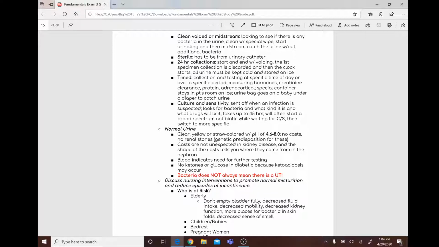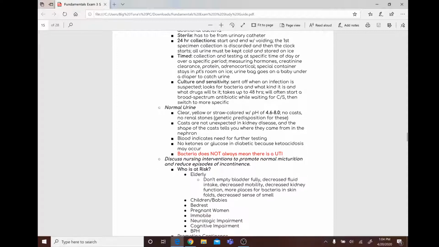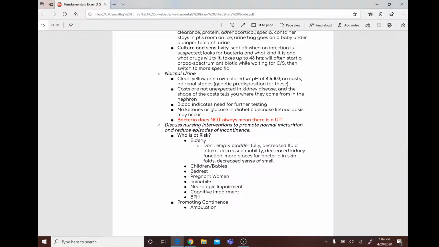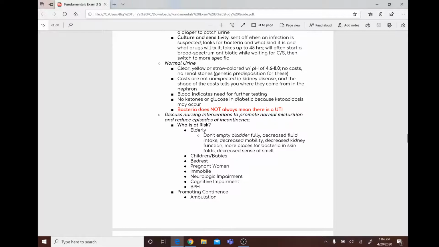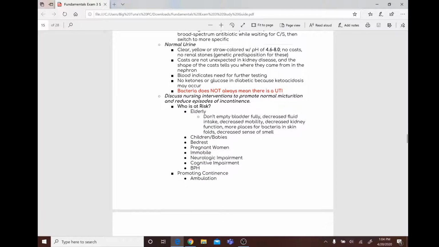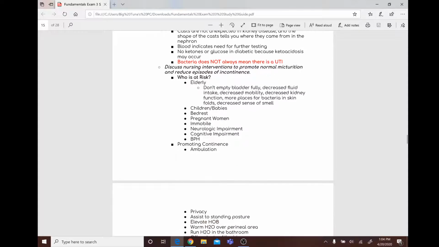Clear, yellow, or straw colored with pH of 4.6 to 8. No casts, no renal stones. No ketones or glucose. Bacteria does not always mean there's a UTI. Who is at risk for UTIs? Elderly, children, babies, pregnant, bed rest, immobile, neurologic impairment, cognitive impairment, BPH, stuff like that.